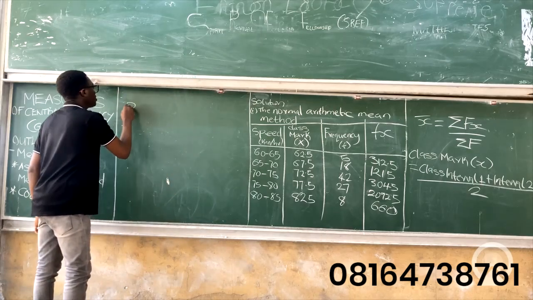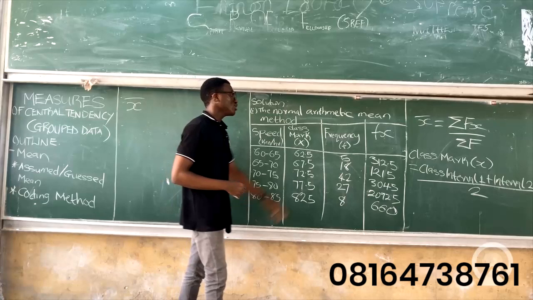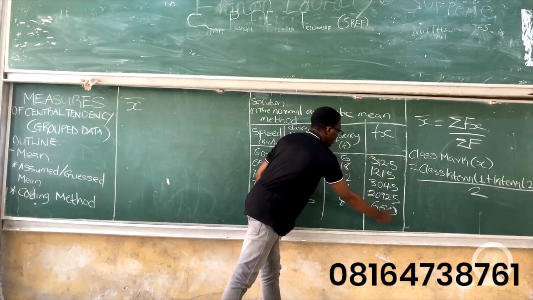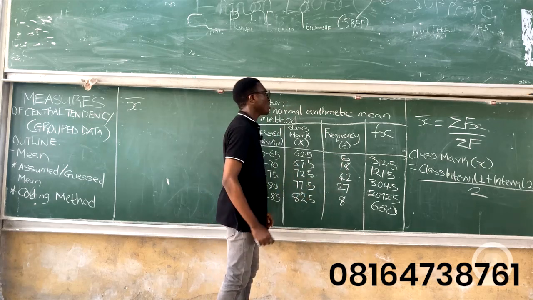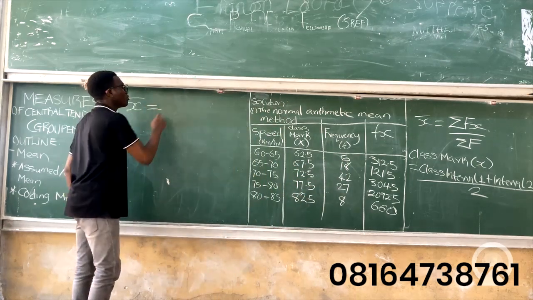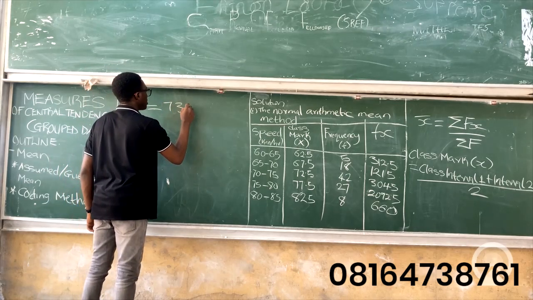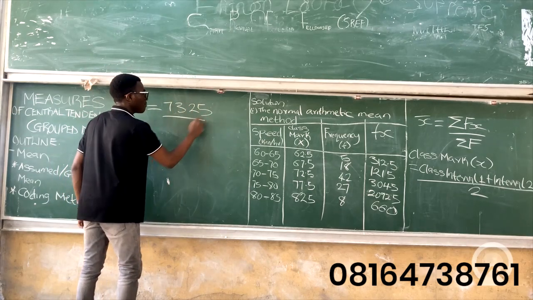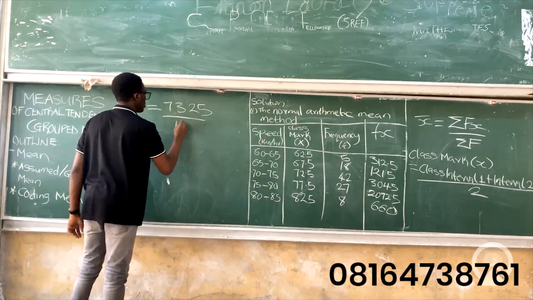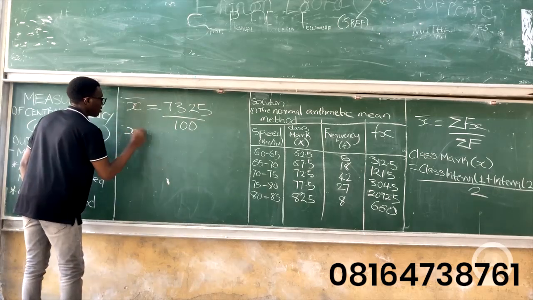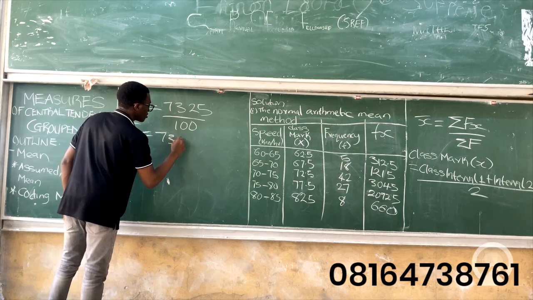Now for our arithmetic mean, we have that the formula is sigma f of x all over sigma f. And we know that this summation simply means that we add everything here in this column for f of x, and we add everything here in this column for sigma f. So we have that our summation fx being 7,325, all divided by our summation f, which is the addition of everything in this column, which is 100. Therefore, our arithmetic mean is equal to 73.25.